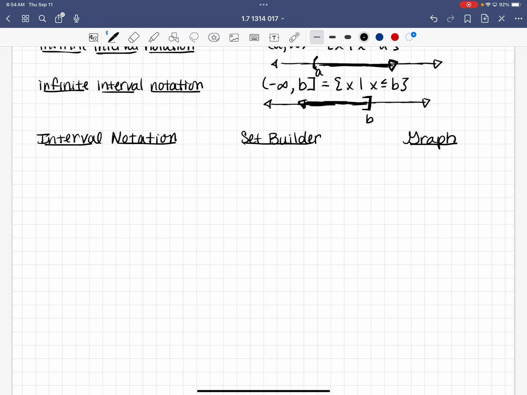Okay? So if I have something in interval notation, maybe parentheses, A, comma, B, close parentheses. In set builder, this means we would write it as X such that, where the straight line up and down means such that.